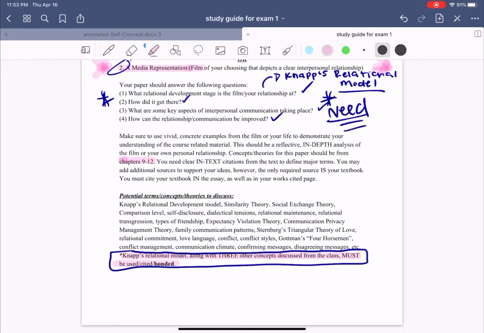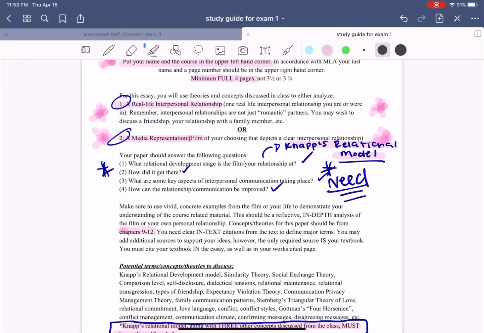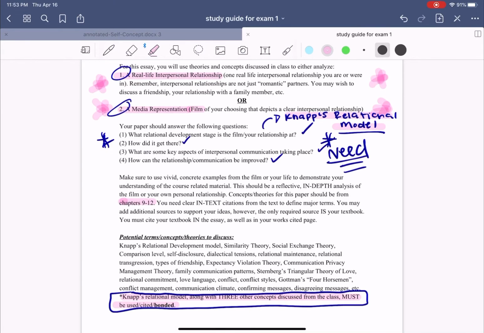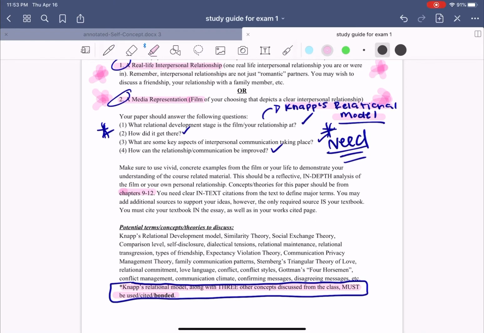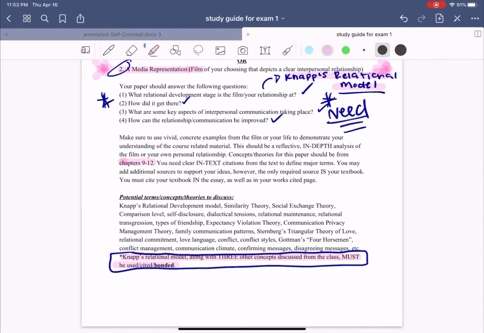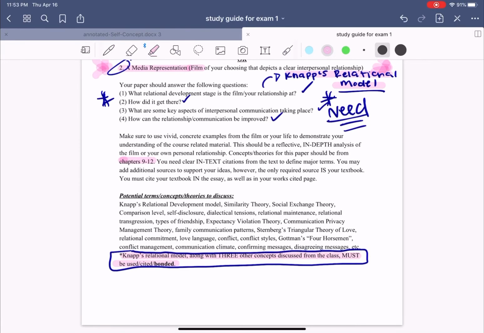All right, so remember, you do need to discuss Knapp's relational model somewhere in your essay, it doesn't matter which prompt you use. You need to cite Knapp's relational model, define it, use in-text citations, but also reference 3 other concepts. So this is where we get number 3, right?